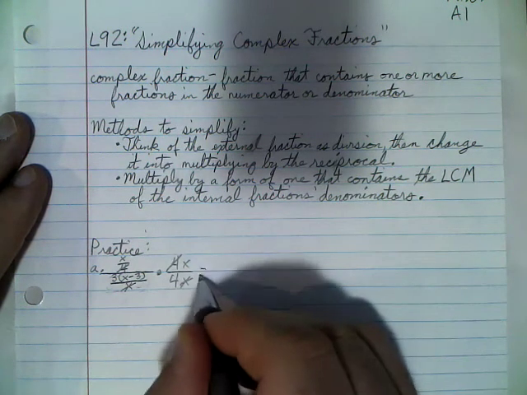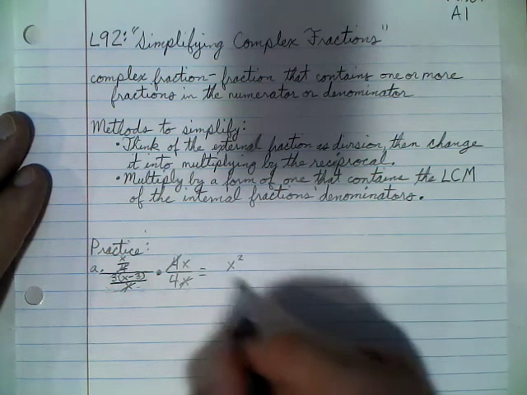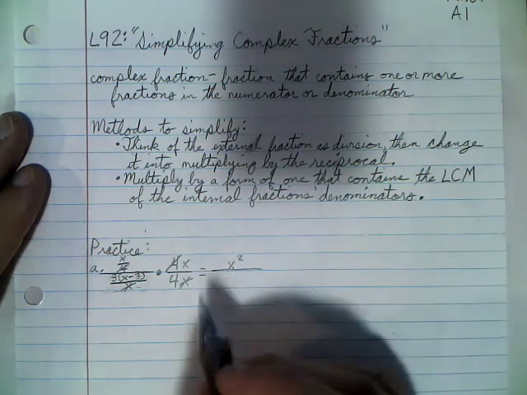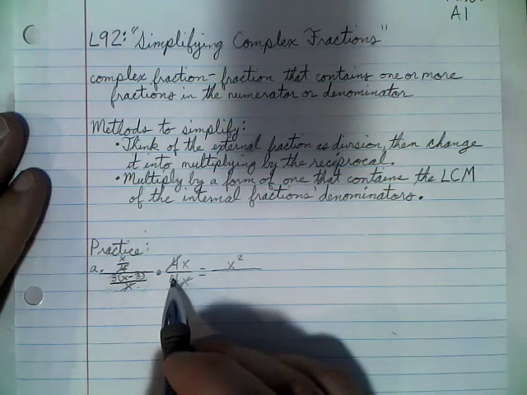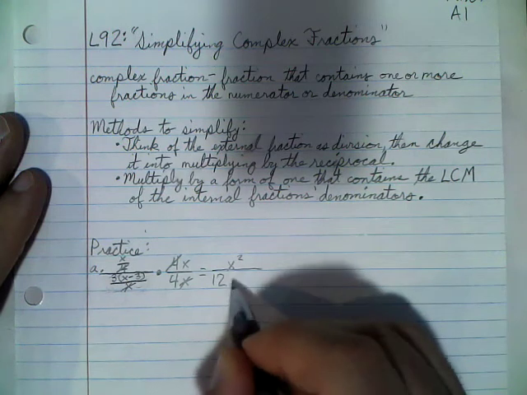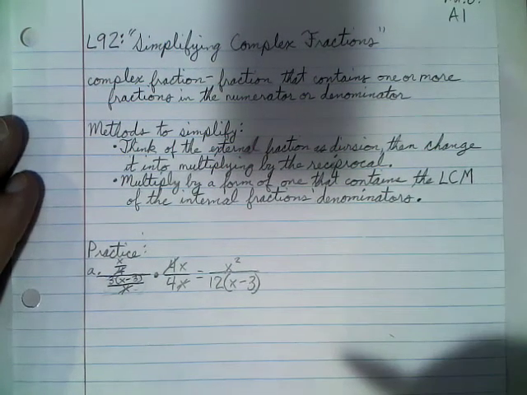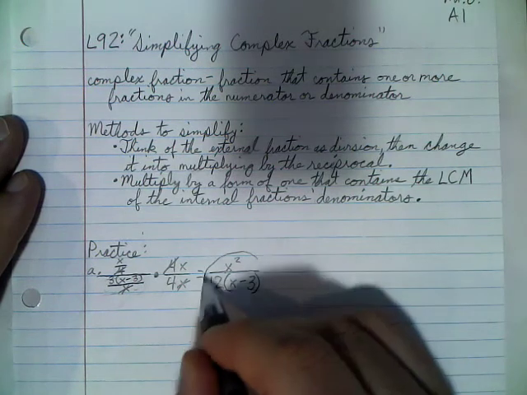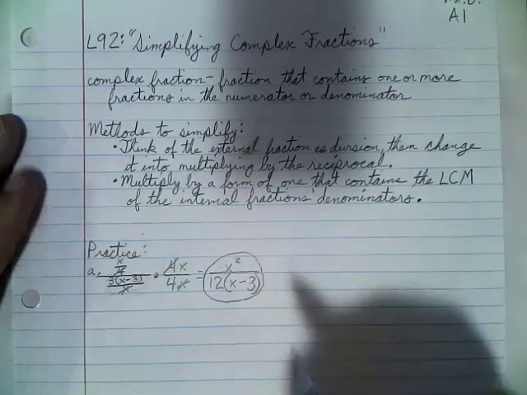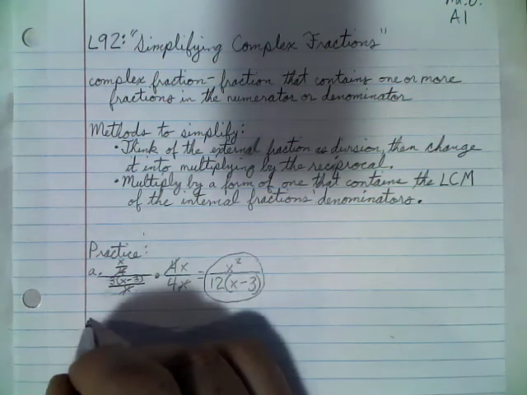And so if I simplify this then, I've got x times x, that's x squared up top. And in the denominator now, I have 4 times 3 times the quantity. Well, 4 times 3 is 12, and we can just leave the quantity alone. So my answer is x squared over 12 times the quantity x minus 3. Let's take a look at B.